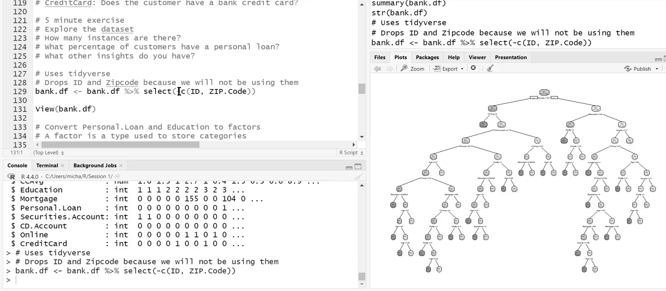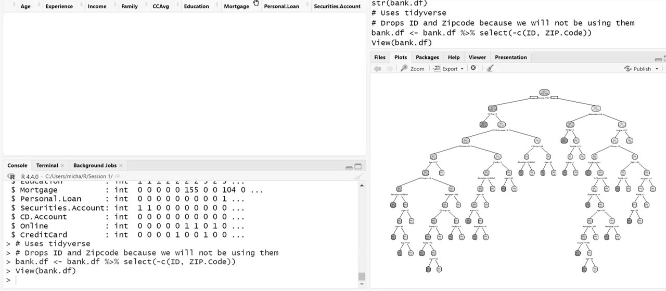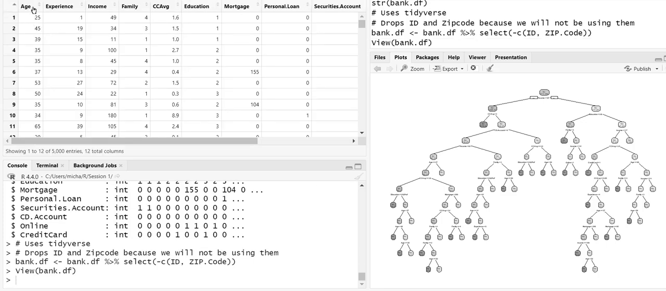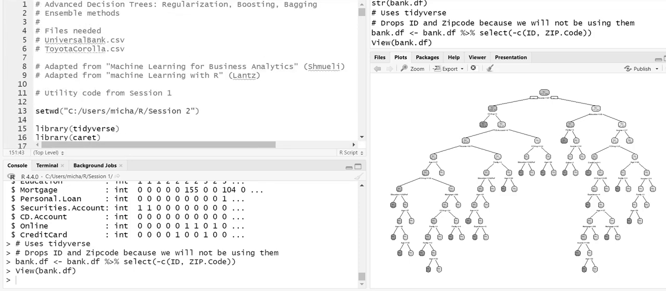Okay, so the first thing we're going to do is eliminate ID and zip code because we're not using that. And so it's always useful to do that. So delete all of the columns that you're not using. So you see that ID is gone and zip code is gone.